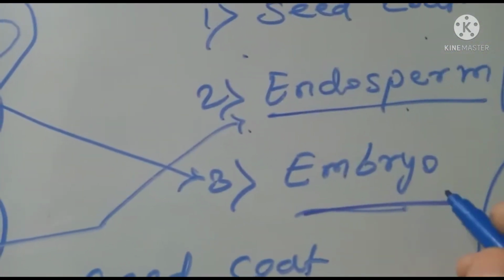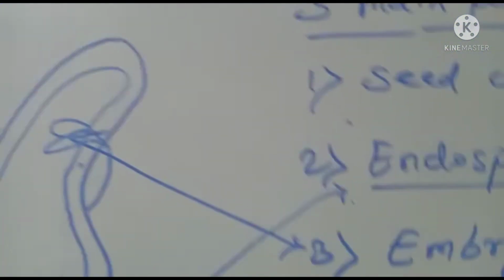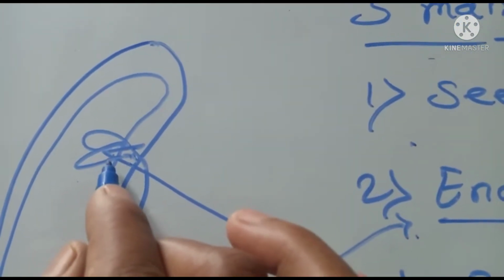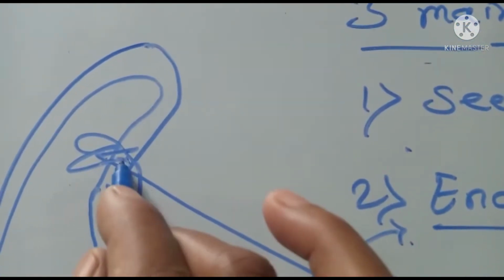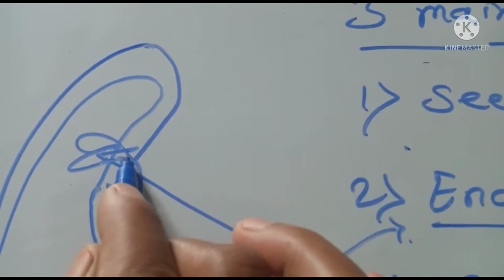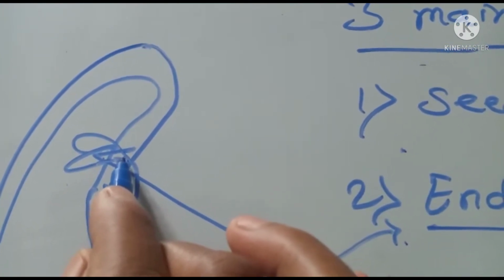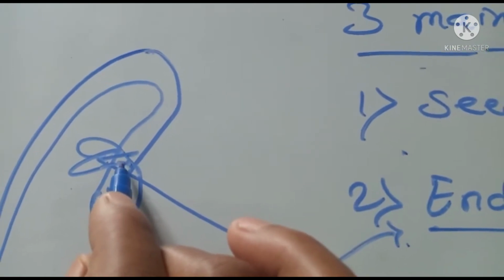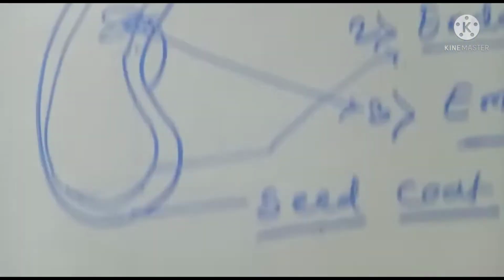The third part of the seed is the embryo. The embryo is present on the cotyledon inside the seed. When the seed germinates, at that time this embryo grows to form a seedling. This is the structure of a seed.